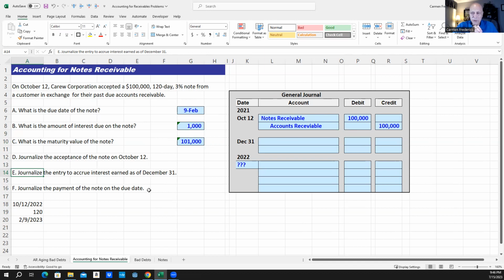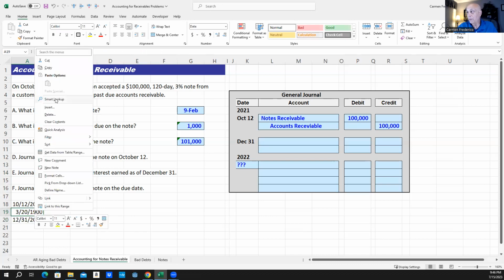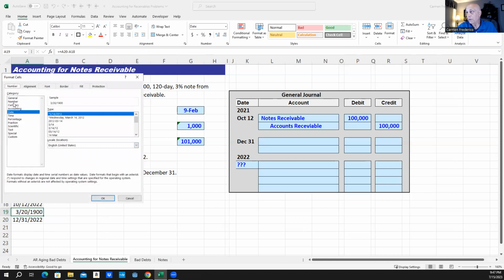So we're going to need to accrue the amount of interest earned for the amount of time that we are holding the note. Okay, so how many days is that? Well, we can do it a couple of different ways. We can put 12/31/22 here and then do the math. 12/31/22 minus October 12th, and convert this to a number. Format the cell, change it to a number.